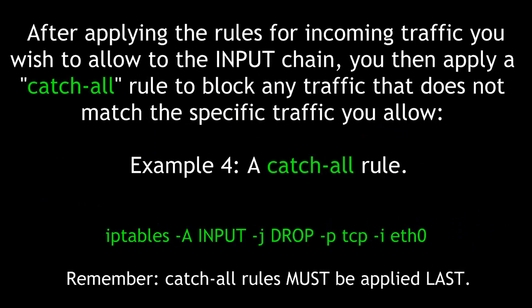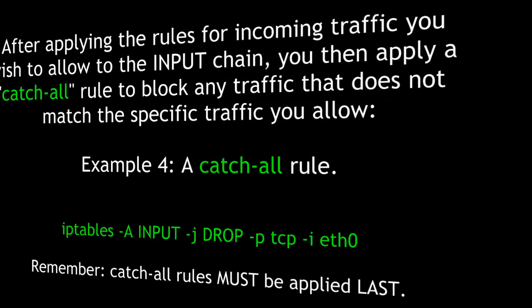After applying the rules for incoming traffic you wish to allow to the input chain, you then apply a catch-all rule to block any traffic that does not match the specific traffic you allow. Example of a catch-all rule. iptables, -A to add or append the rule, INPUT to specify the built-in chain, -j to specify the action, in this case DROP, -p, the protocol, Transmission Control Protocol, -i, the interface, and eth0. Now remember, catch-all rules must be applied last. So after I applied all my other rules allowing specific traffic, I would then finally apply the last rule, my catch-all, denying or dropping all other unspecified traffic.